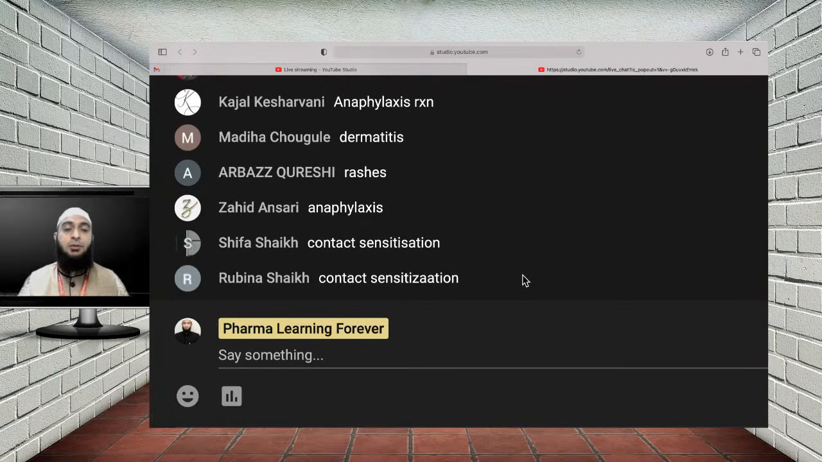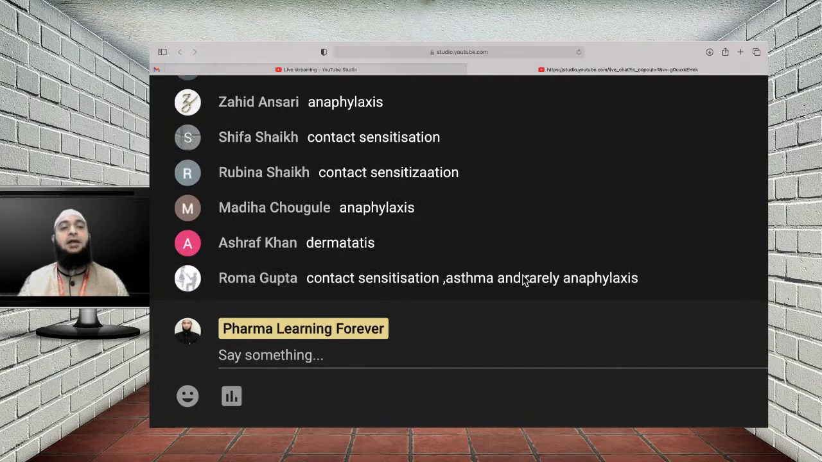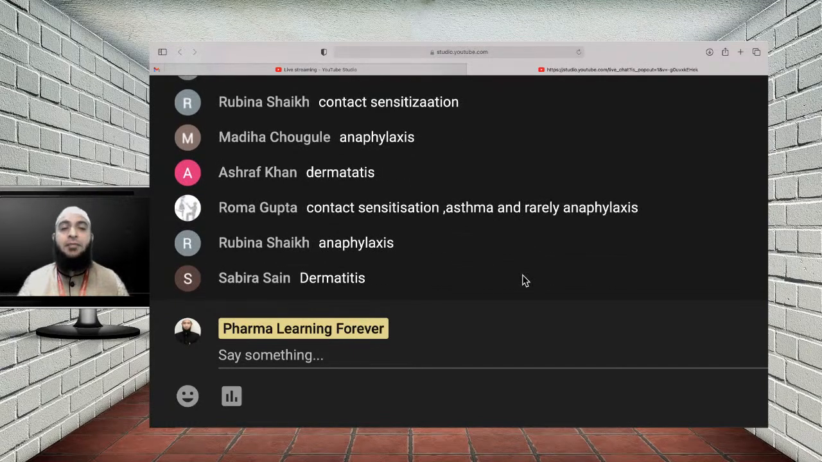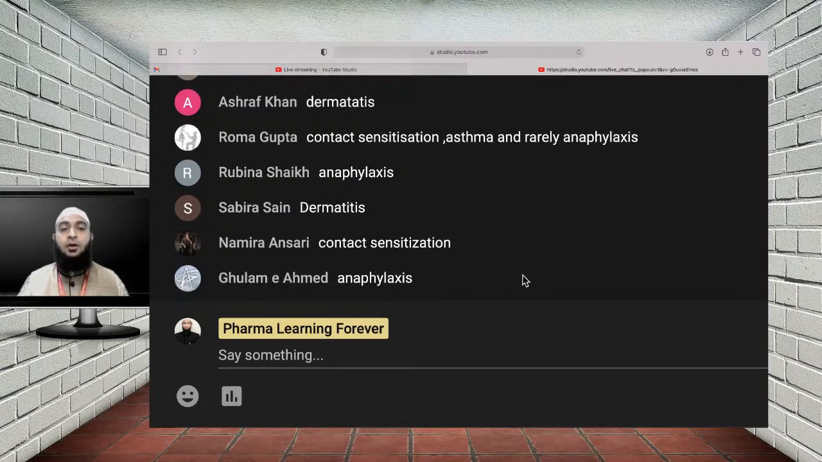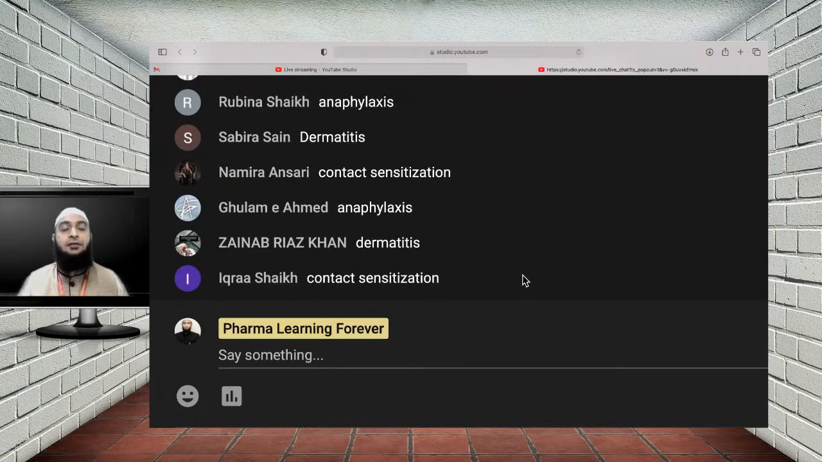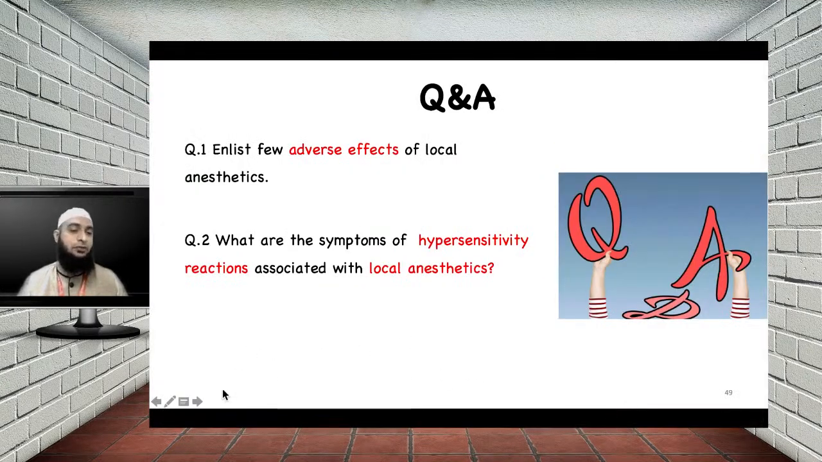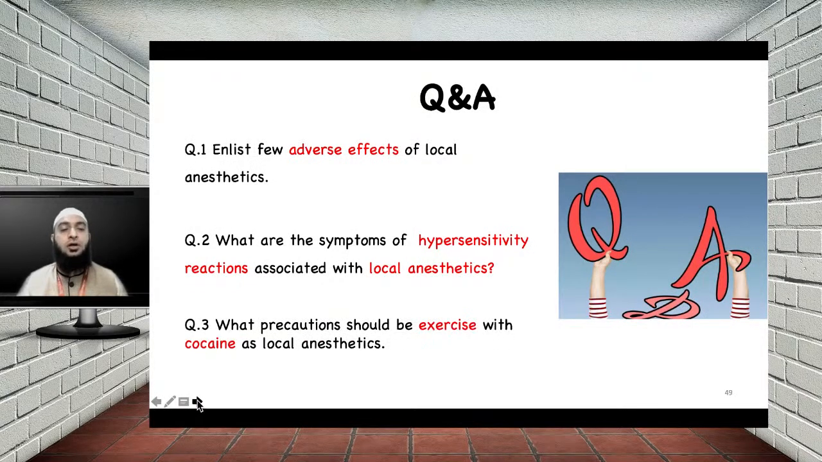We have seen different hypersensitivity reaction symptoms, right from skin rashes, then dermatitis, angioedema, contact sensitization, anaphylaxis, and asthma. So these are all symptoms related to hypersensitivity reaction. Let's move on to the third question.